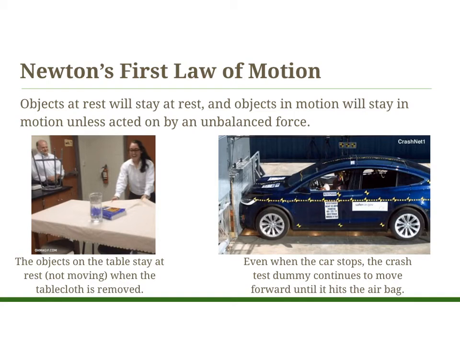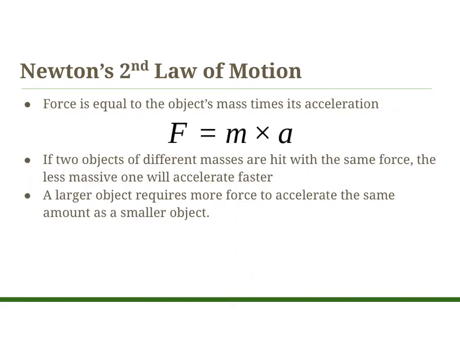So it's also obeying Newton's first law of motion, but the crash test dummy keeps moving, also obeying the first law of motion. Now, Newton's second law says force is equal to an object's mass times its acceleration, or the formula that you're going to be working with is F is equal to m times a, which says that if two objects of different masses are hit with the same force, the less massive one will accelerate faster.